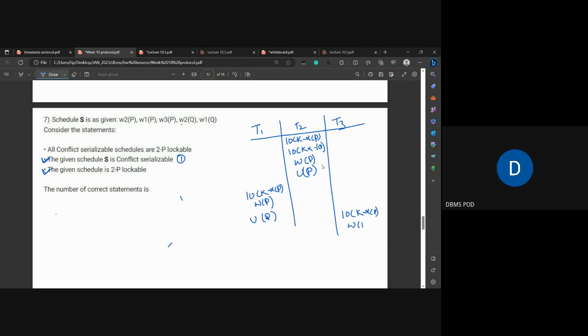Then WP. Then we can unlock the P. Yeah, I'm writing short form, so let's write short. Yeah, UP. Then WT. So already you have applied Q data item, so we can directly WQ.